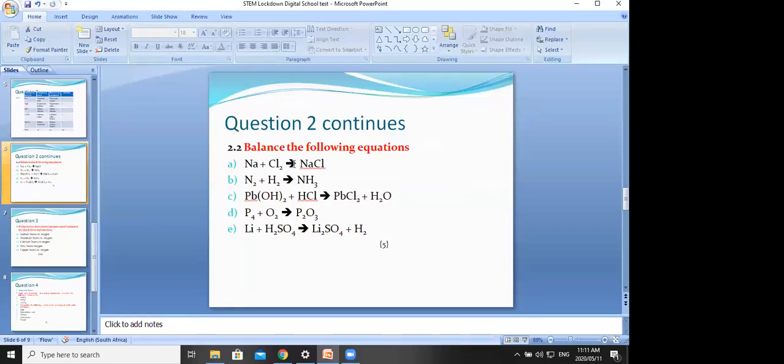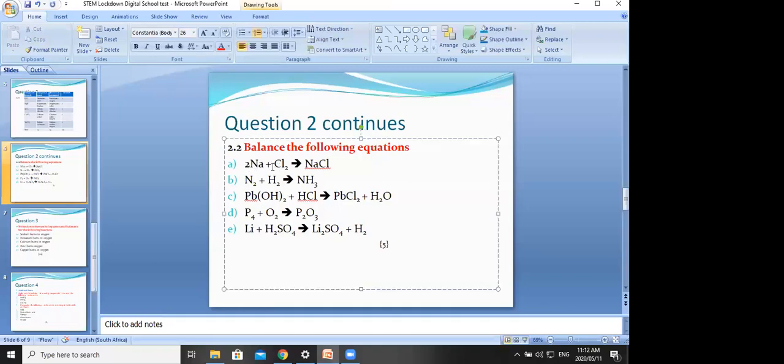So how am I going to balance it? You're going to put a coefficient 2, and another coefficient 2 here. And then we have 2 sodiums on the left and 2 sodiums on the right, 2 chlorines and 2 chlorines there for our equation.